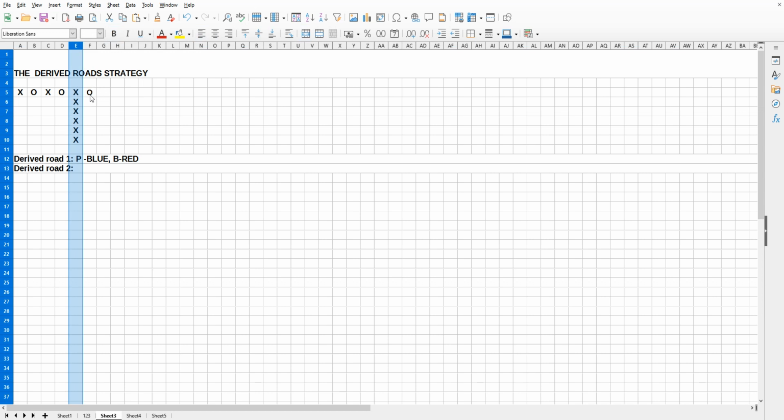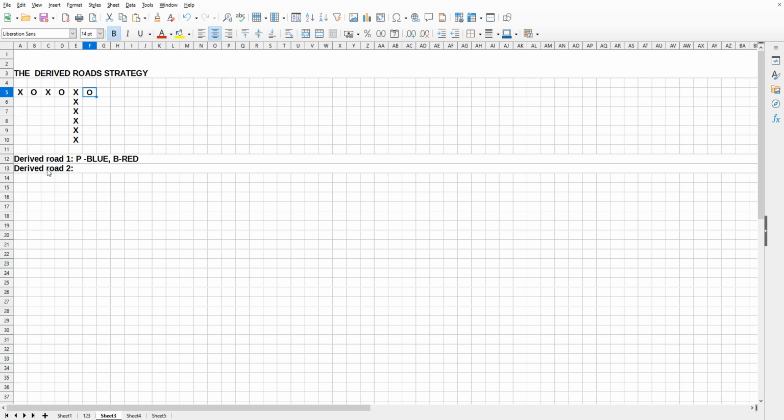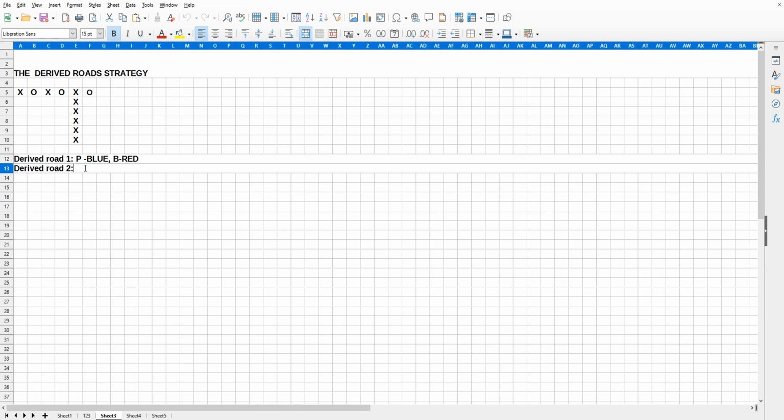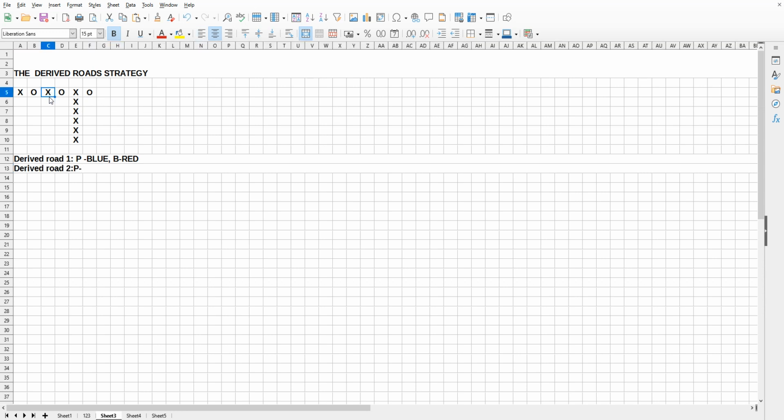It's the first column next to the last result. And derived road number 2 is this one, the second column next to the last result, and the derived road number 3 is this one, the third column next to the last result. So derived road number 2 is for the player. If player comes here, it is red, because why? Because it respects the chop pattern. A player will make this banker a chop, will make this a single banker. And the single banker matches this single banker here and matches this single player here.